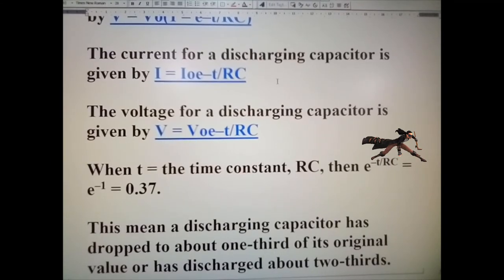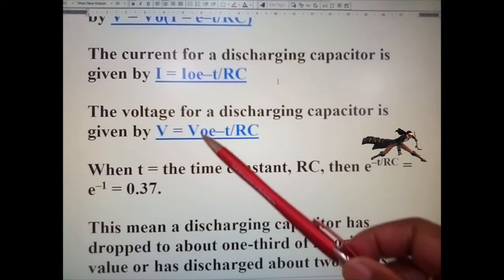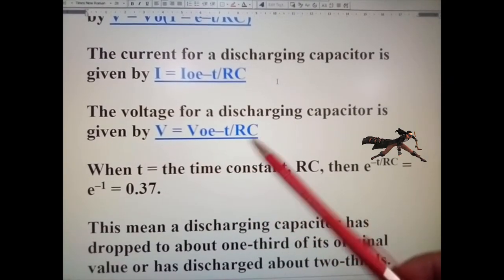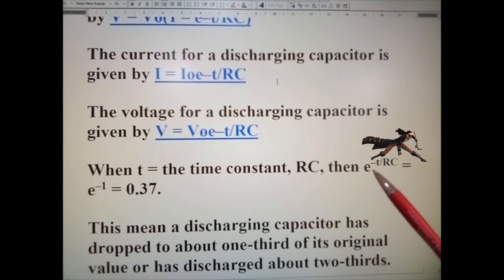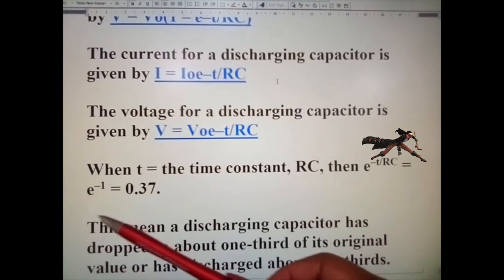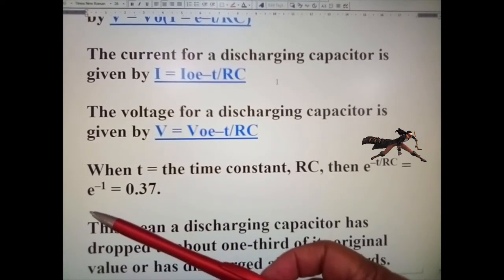Again, just recap, the voltage for a discharging capacitor is given by V equals V0 e to the minus t over RC. When t equals the time constant RC, then e to the minus t over RC equals e to the minus 1 equals 0.37. Now, you will find that the value of e to the minus 1 is equal to 0.37.